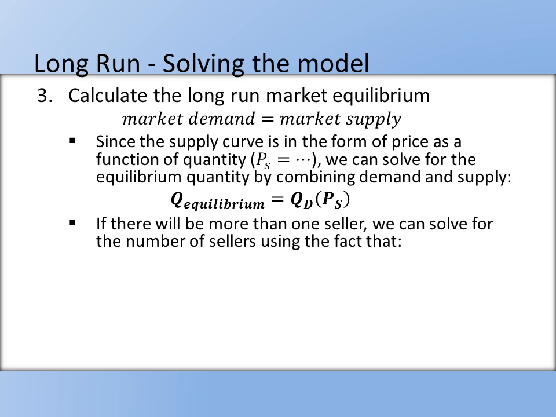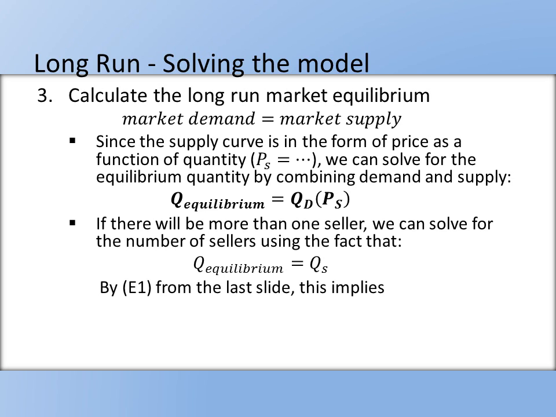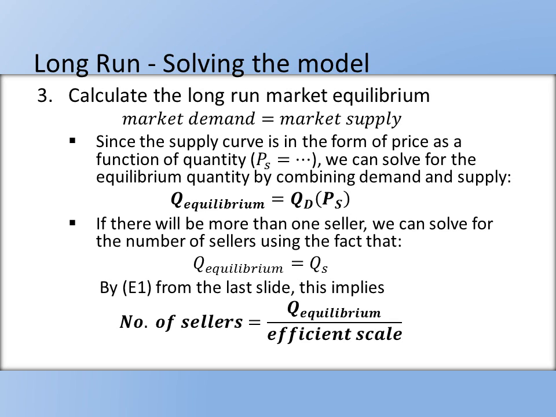If there will be more than one seller, we can solve for the number of sellers using the fact that the quantity at market equilibrium equals the quantity supplied. So the number of sellers equals the market equilibrium quantity divided by efficient scale, as suggested by the formula we had in the last slide.